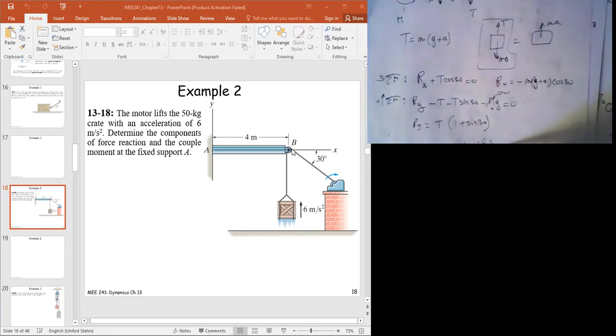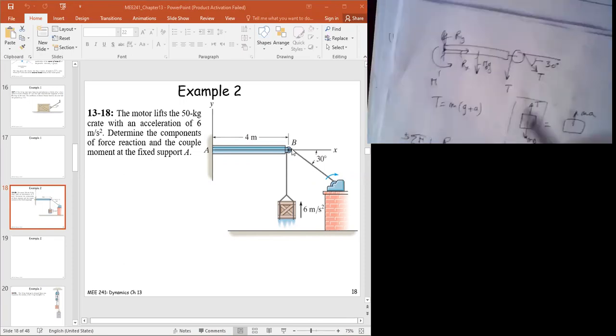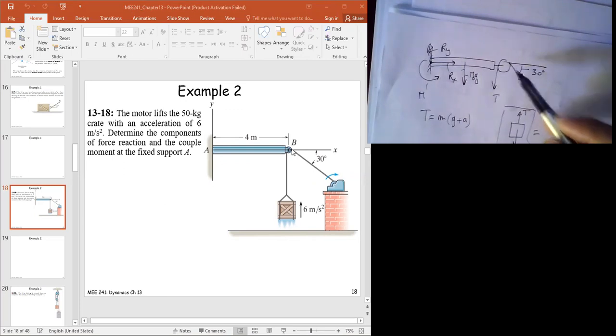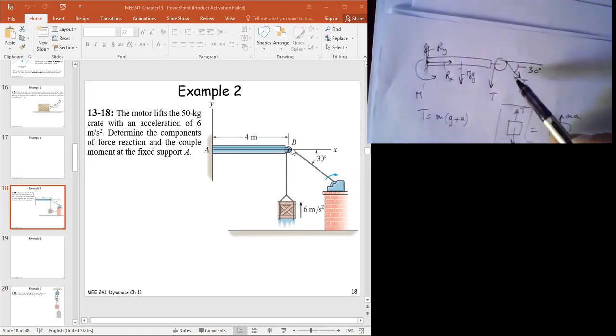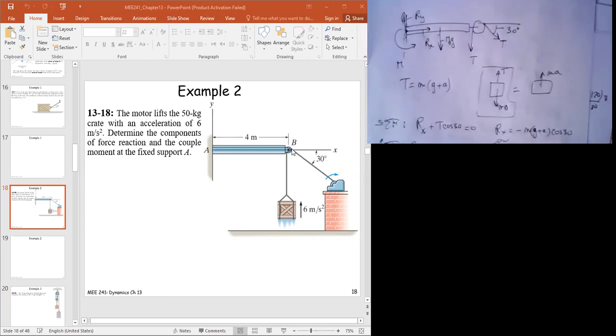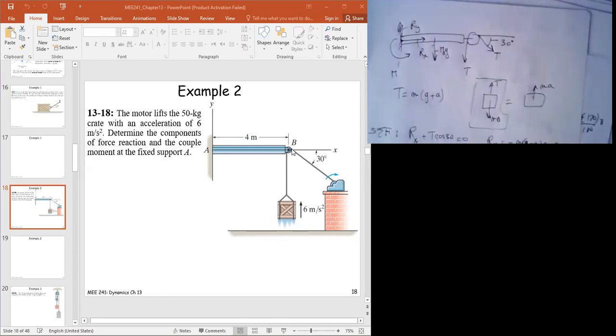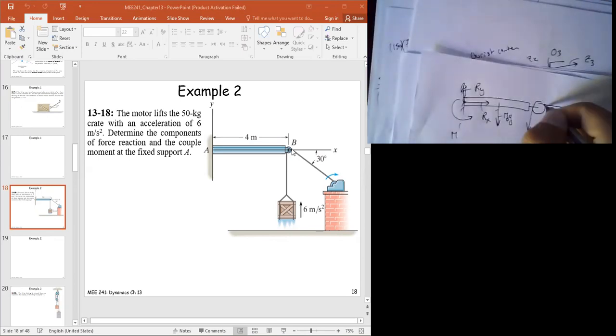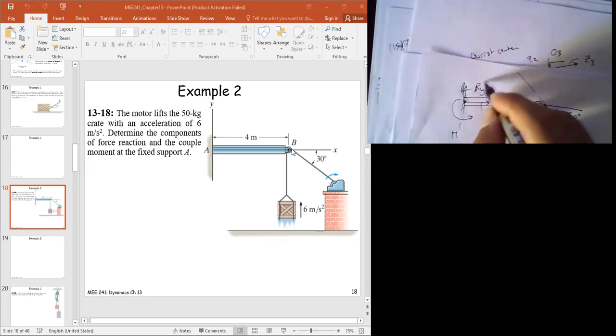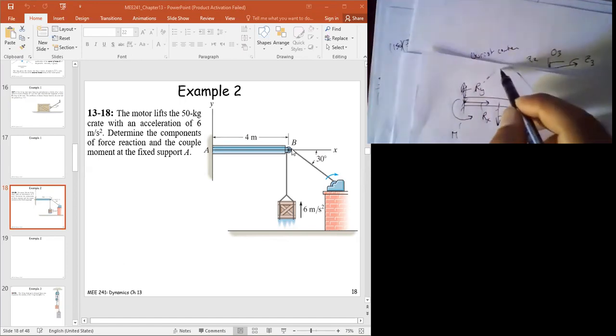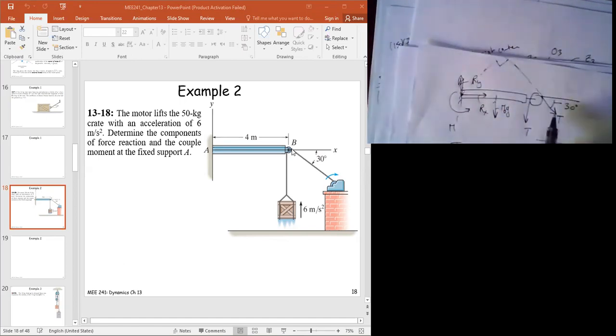Both are negative. Minus T times L. How about this guy? Minus T sine 30 times L. Exactly, minus T sine 30 times L. How about the x component, will it create any moment? No. I assume this is negligible, right? It's equal to 0. Another way of doing that is you can extend the line of action and find the moment arm distance, okay? So you can find the moment that way.